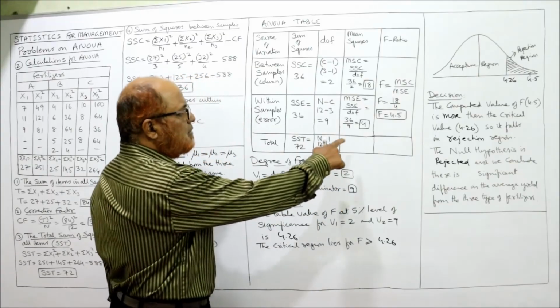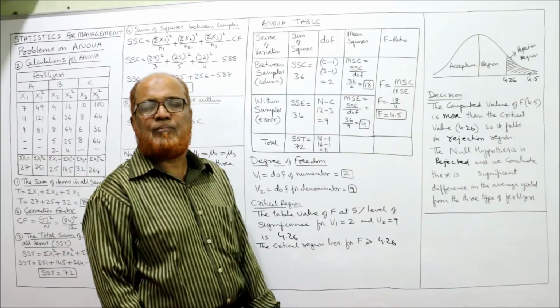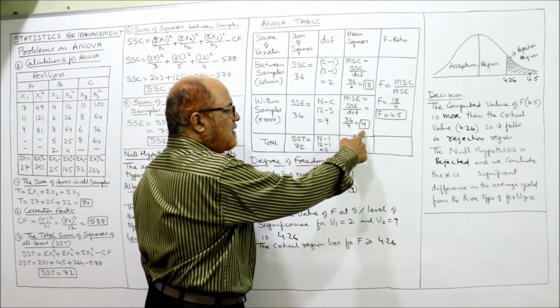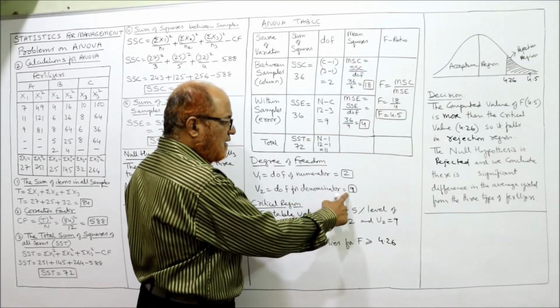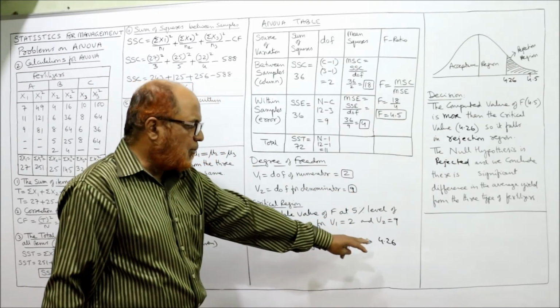Actually, earlier I made a mistake here. I took 4, that's why I got a different value. The correct degree of freedom is 9, not 4. This 4 is the MSC. So 9 is the degree of freedom for the denominator. So numerator 2, denominator 9. Refer to the table, you get 4.26.